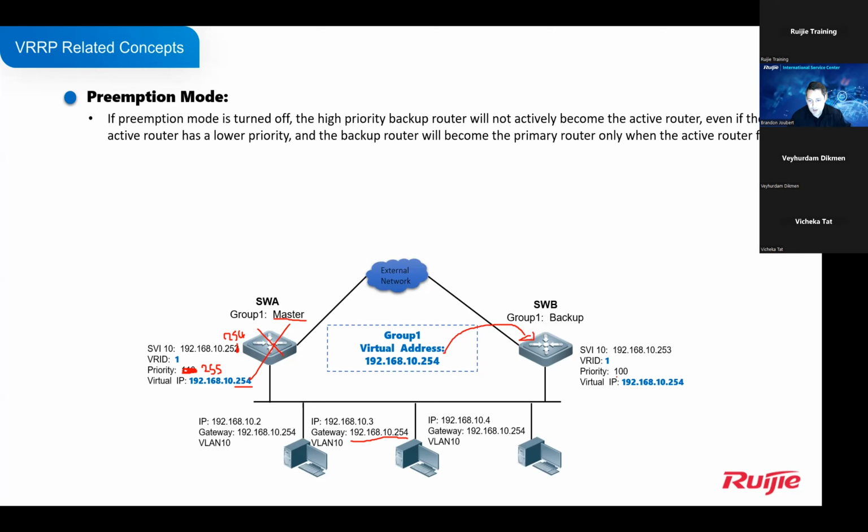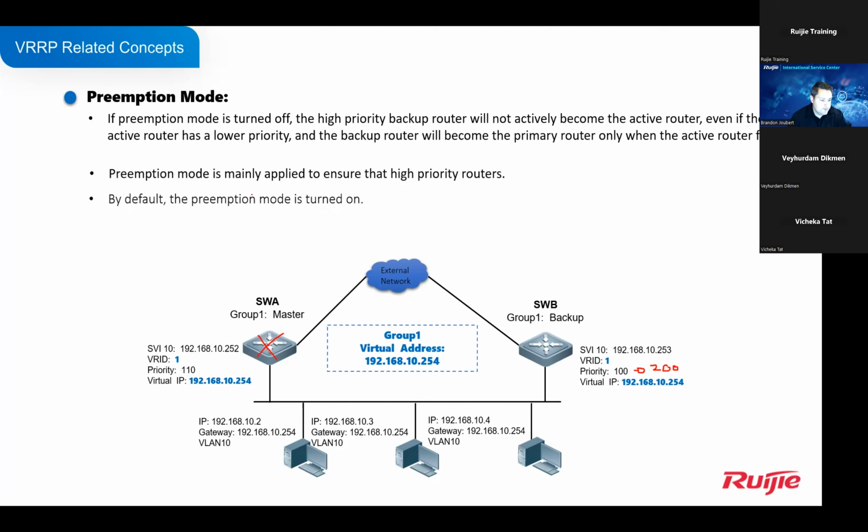For example, if preemption mode was turned off and you want your backup router to become the master router, and you go and change the priority here to 200, because this one is 150, then if preemption mode was turned off, this router would still not have become the master router. Only if the master router has failed would the backup router have become the master router. So preemption mode is to ensure that the high priority router is the master router, and by default preemption mode is turned on.